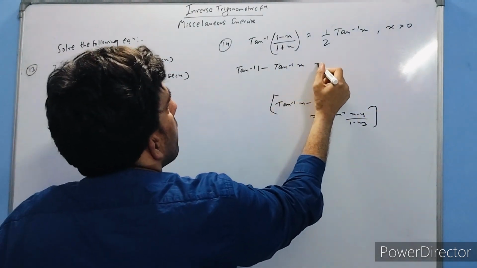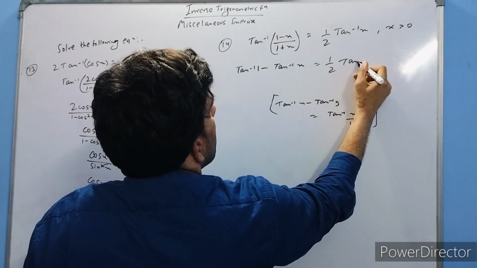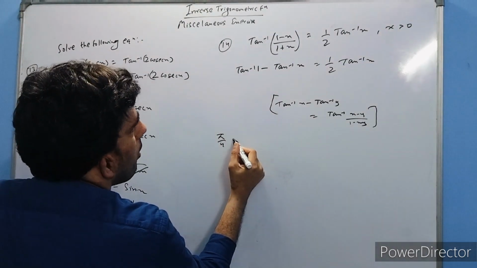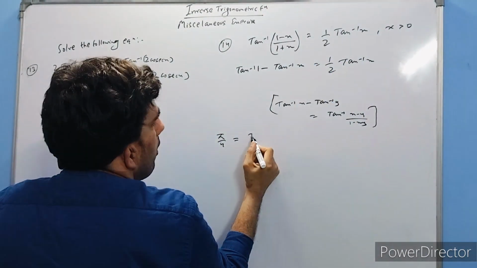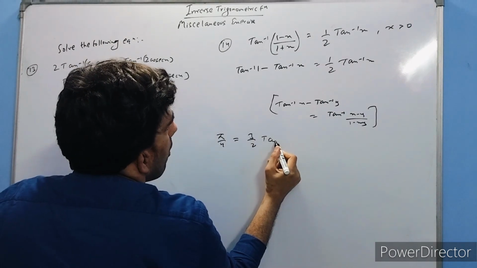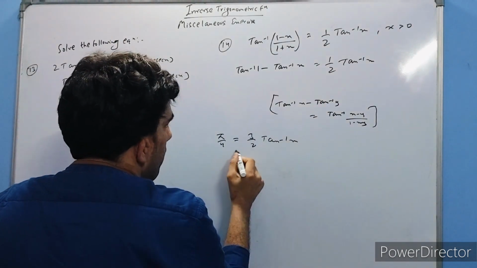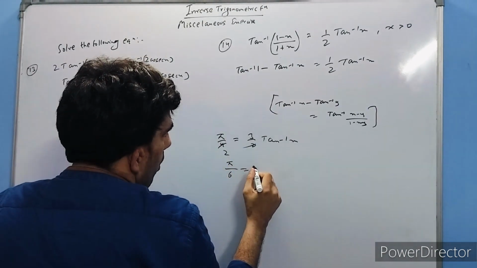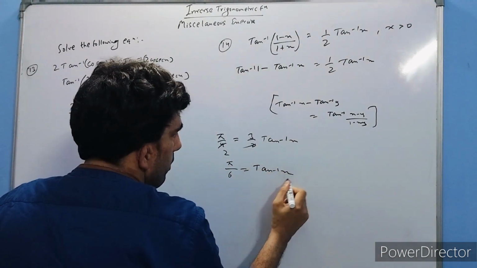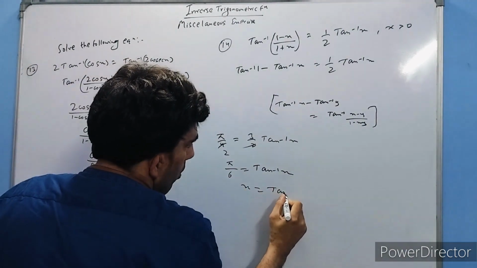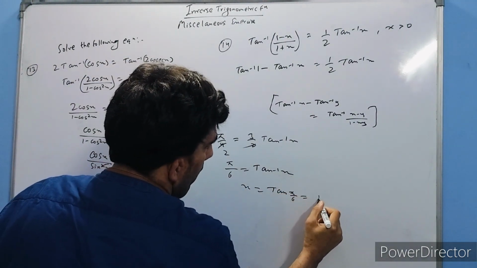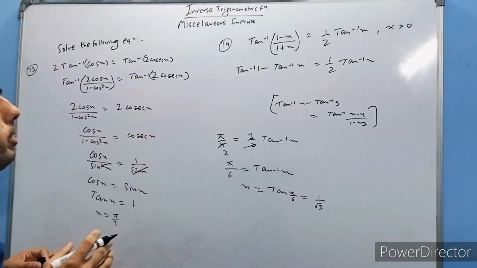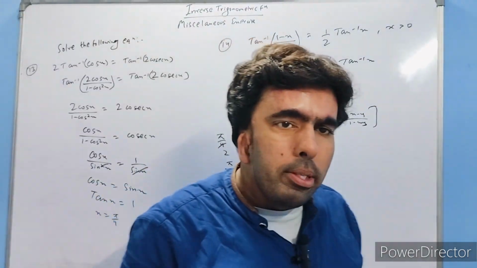Now we'll try to solve this here. x, so it will be power 4 and we'll take this to that side, so it will be 3 by 2 tan inverse x. So we can say we have pi upon 6 is equal to tan inverse x, or you can say x is equal to tan pi by 6. So tan 30 will be 1 upon root 3. Okay, so that is how we are able to solve such kind of equations.